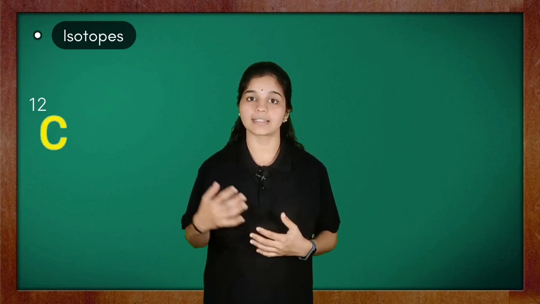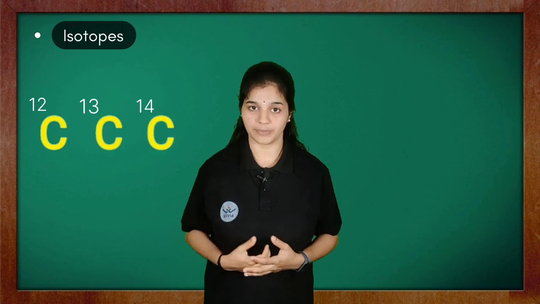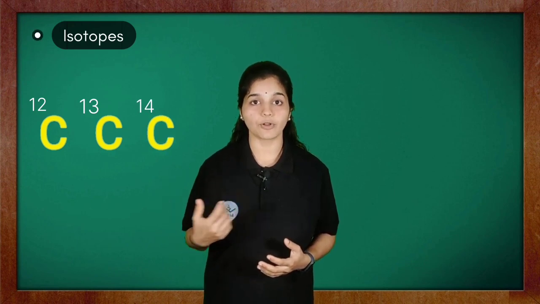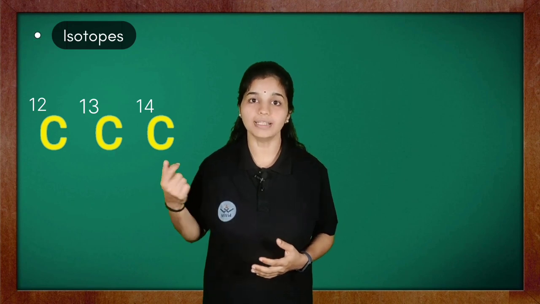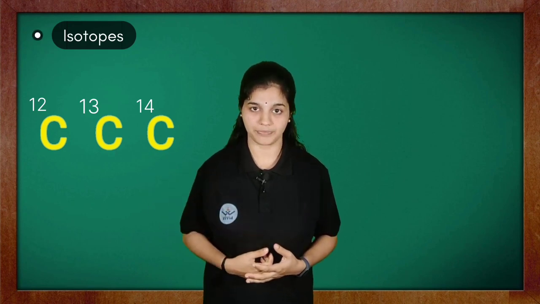Certain atoms have identical atomic number but they differ in their mass number. They are known as isotopes. For example, you can consider carbon 12, carbon 13, carbon 14, where the atomic number for all these carbon atoms is 6, whereas their mass numbers are different, that is 12, 13 and 14 respectively.